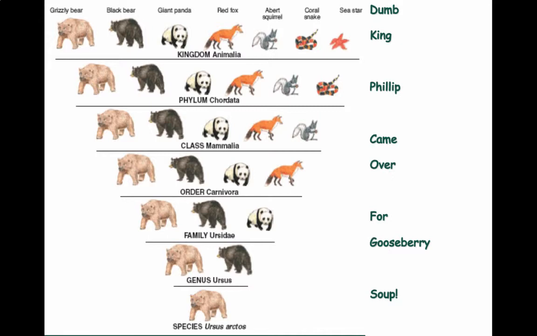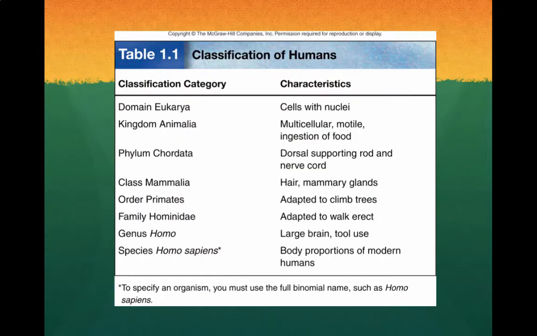As you can see, we start at the top where it's very broad. Kingdom Animalia includes all animals, all types of animals, whereas species only includes the one type of animal. For humans, this is our classification and the characteristics of that classification, just in case you are wondering.